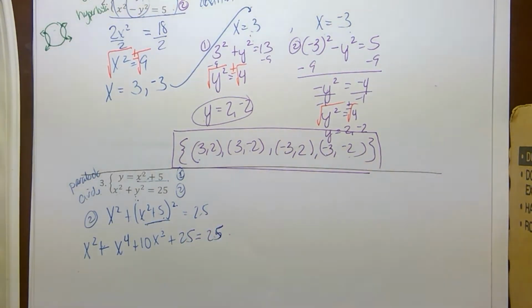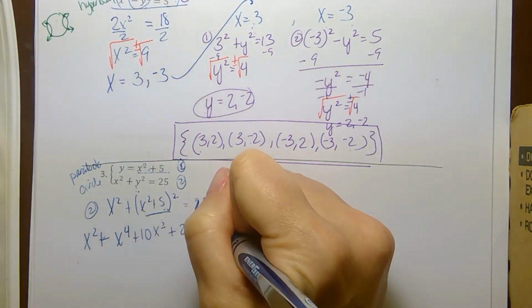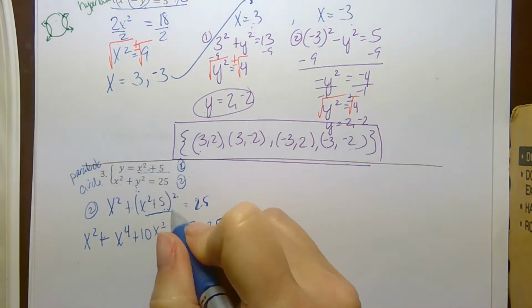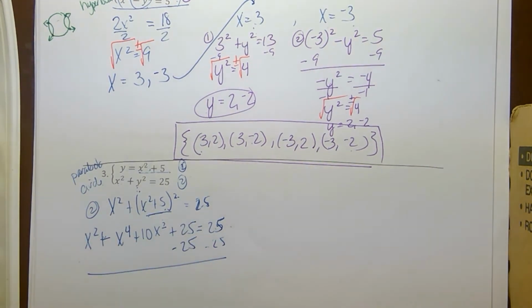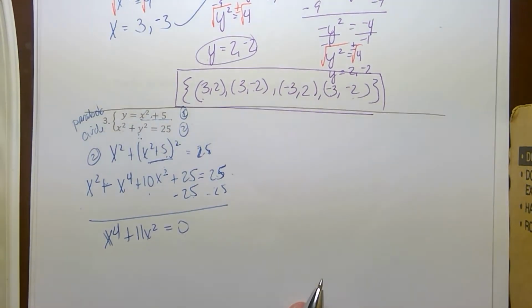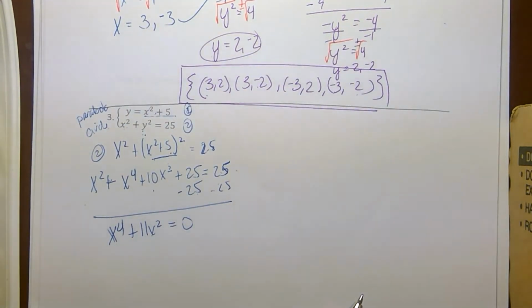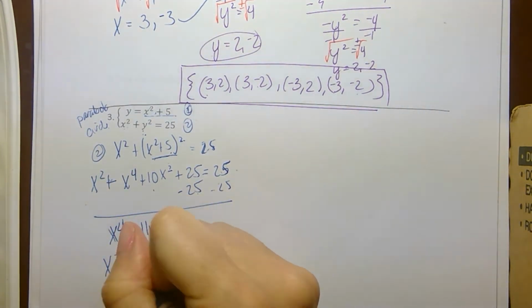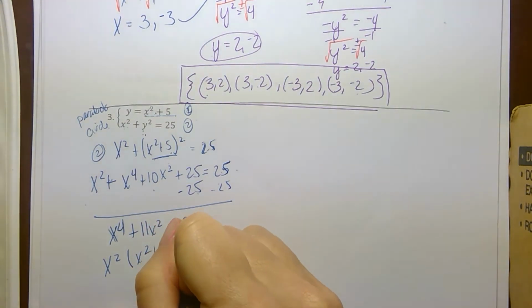Well, let's set it equal to 0 to see if we can factor and solve. So I'm going to subtract this 25 from both sides. And then over here, I've got x to the 4th as my first term because it has the highest exponent. I have an x squared, and then I have 10x squared, so that's 11x squared. 25 minus 25 is just 0. So x to the 4th plus 11x squared is equal to 0. I'm going to factor. I have a common factor of x squared, so I pull that out, and I have x squared times x squared plus 11.